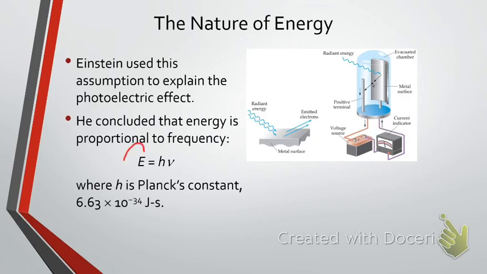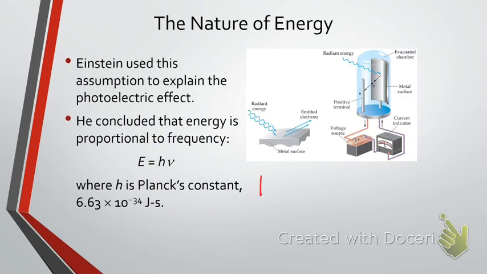So now we can say that energy is related to Planck's constant, which is a ridiculously small number, 6.63, or some books will say 6.626, times 10 to the minus 34 joule seconds, times frequency. Why this is so important is that it now relates energy to frequency to wavelength. So now we can actually figure out the energy of a light. How is that possible?